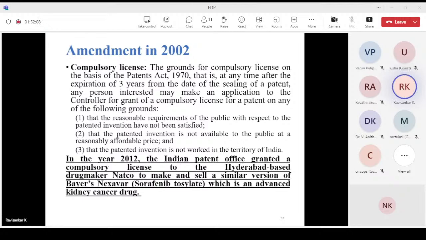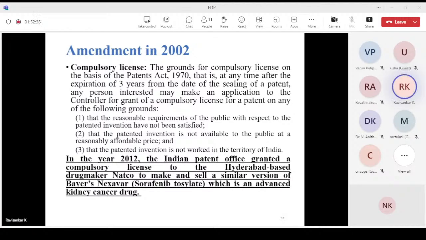As I said earlier, the MNC companies don't have manufacturing facilities in India, and they used to import the same drugs from their country of origin and market the products in India. But in 2002, to overcome this, these grounds were created so that if the patented invention is not worked in India, then that is one of the grounds for obtaining a compulsory license.